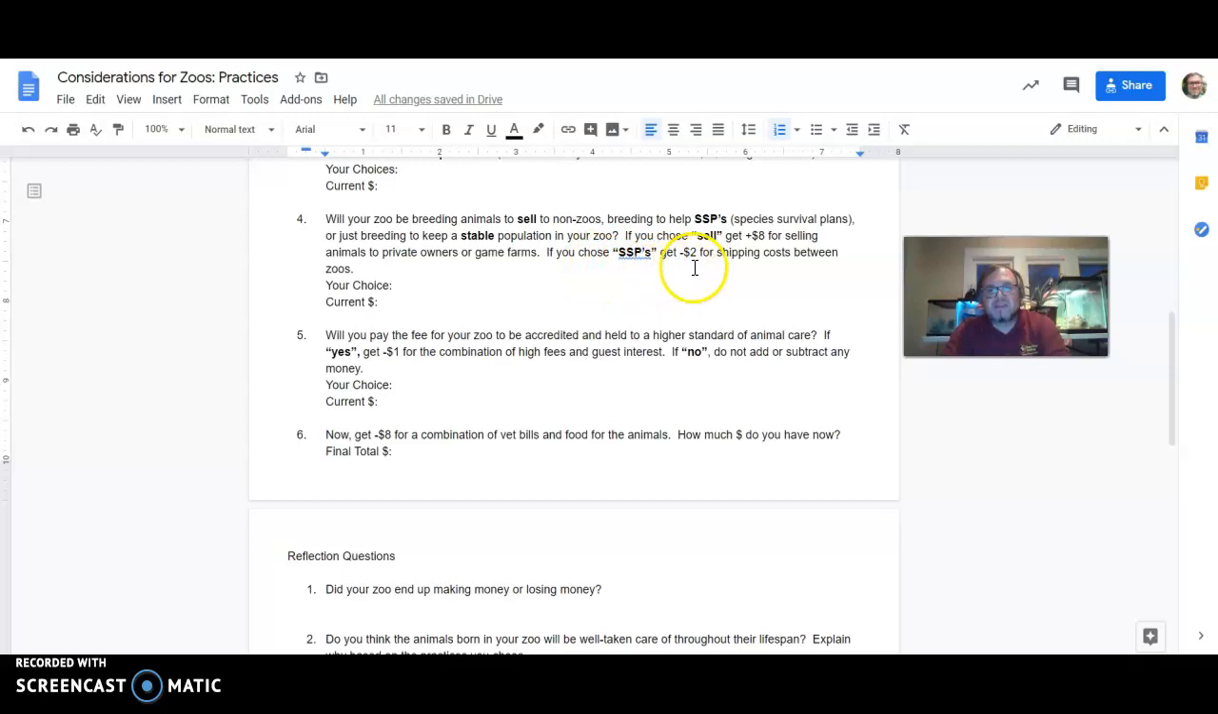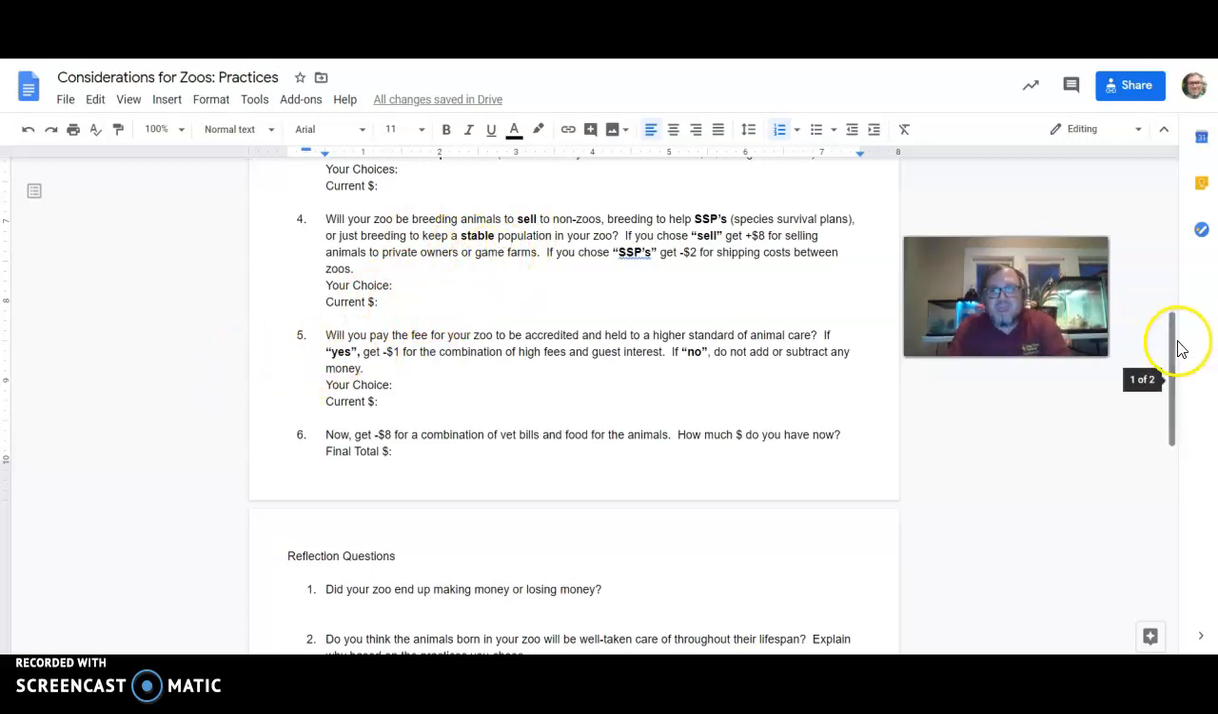If you choose SSPs, get -$2 for shipping costs between zoos. But remember, this is going to help keep populations stable as far as their populations in the wild. If you're just looking to keep only your zoo stable, it doesn't affect your money either way. So don't worry about adjusting the money if you just want to keep your zoo going.